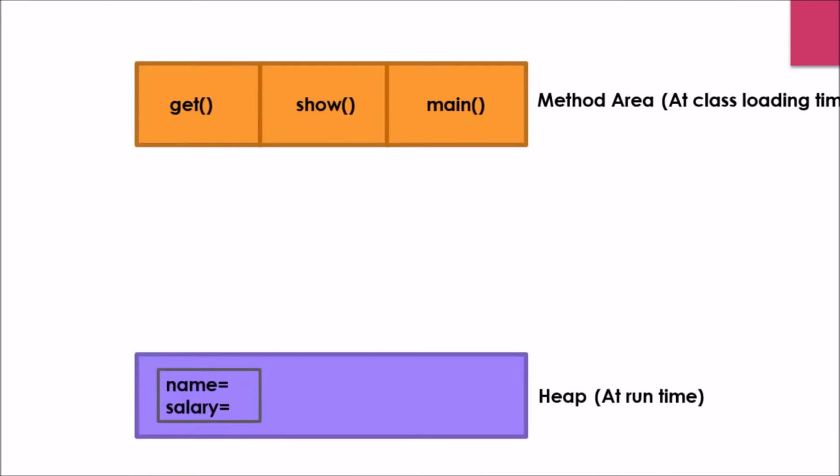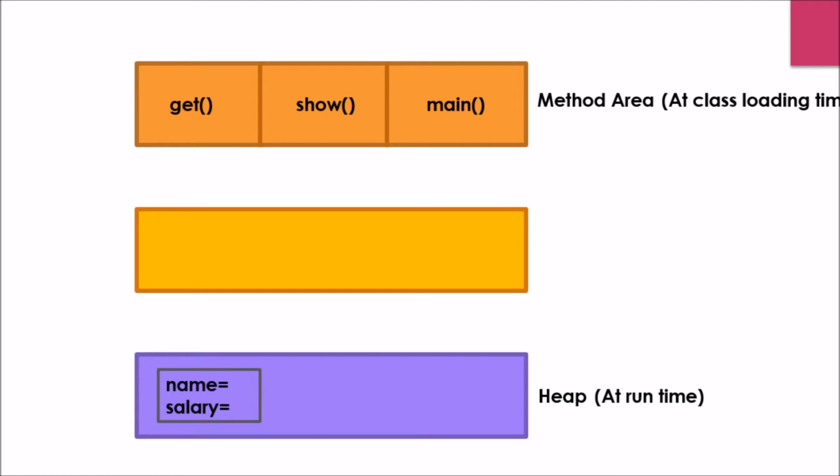Now we will see the full diagram of the class in the memory form. Till now you have seen the method area, in which the functions get loaded at the class loading time, and at runtime objects are loaded in the heap area, right? Now there is a third type of memory area, called the stack. What is it used for?